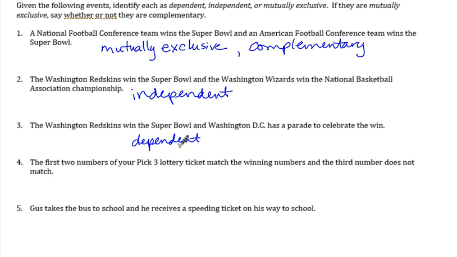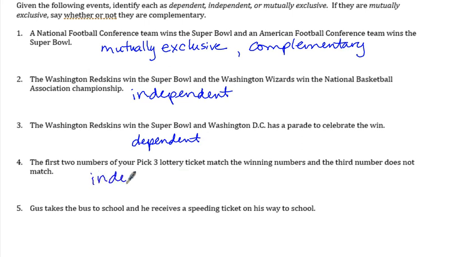Number 4, the first 2 numbers of your pick 3 Lotto match the winning numbers and the third number does not match. So if you pick those first two numbers right, but the third number does not win. Is that independent, dependent, or mutually exclusive? It's definitely not mutually exclusive. Those certainly are not the only 2 outcomes, or those certainly don't impact each other. They are independent, right?